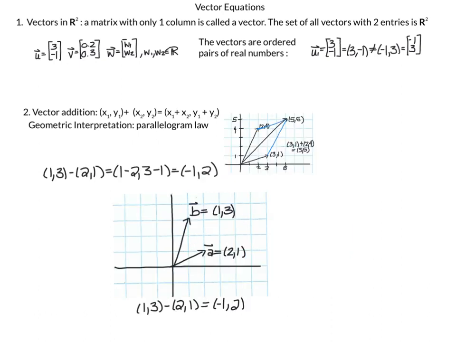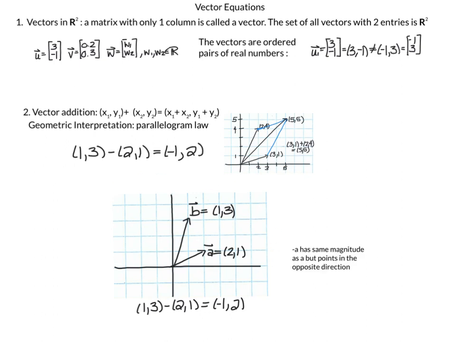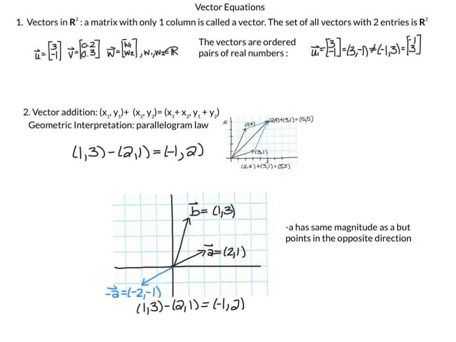For subtraction, it's not hard to see that (1, 3) minus (2, 1) is going to be 1 minus 2, and then 3 minus 1, which is (-1, 2). But what do we do graphically? We start with the fact that minus a has the same magnitude as a, but points in the opposite direction. So if a is equal to (2, 1) here, then minus a is going to be (-2, -1), and we have that graphed here, and we can see same magnitude, opposite direction. And now we can add b to minus a, or b minus a.